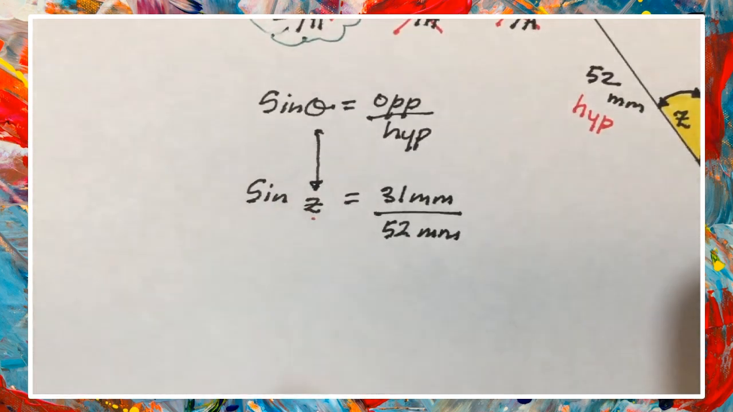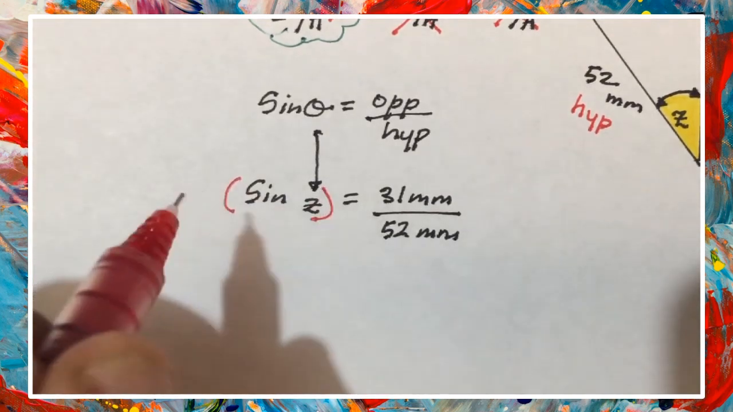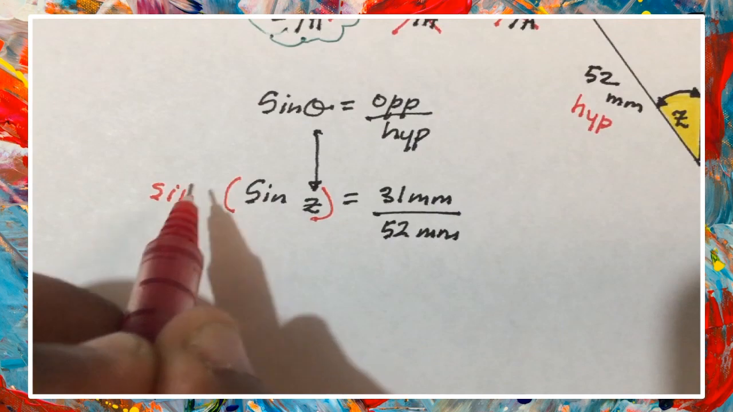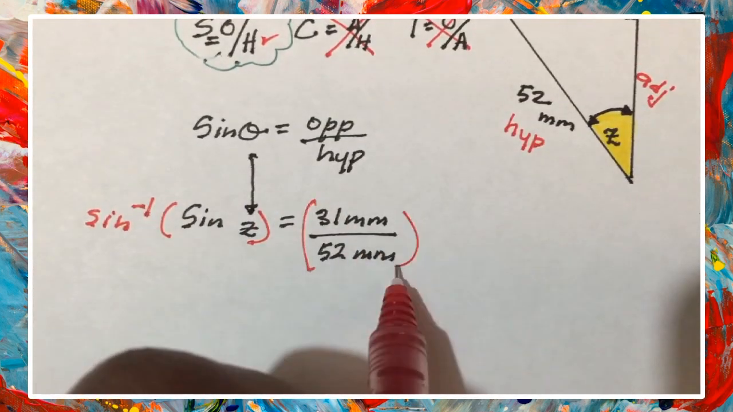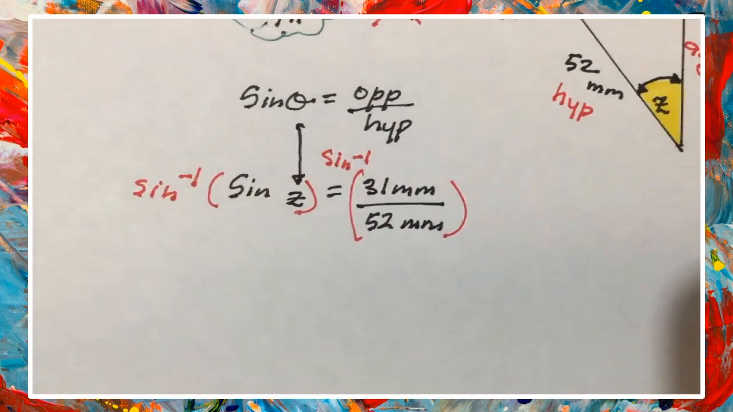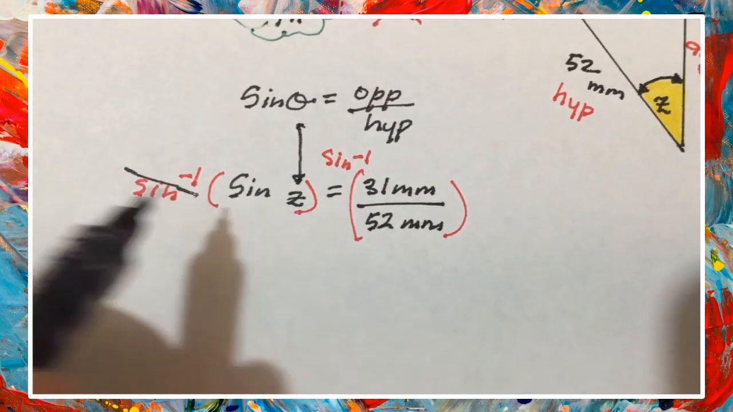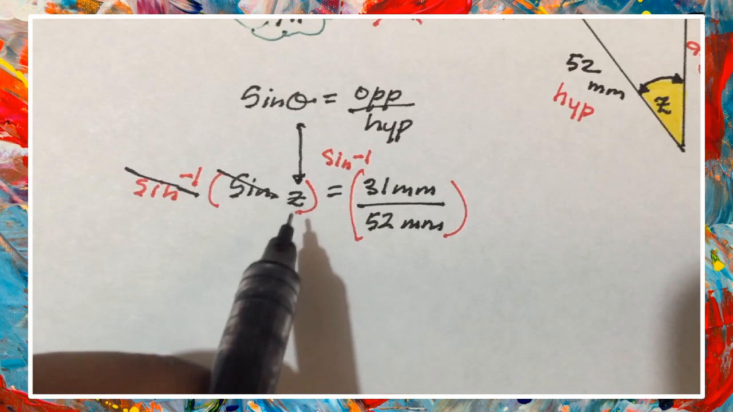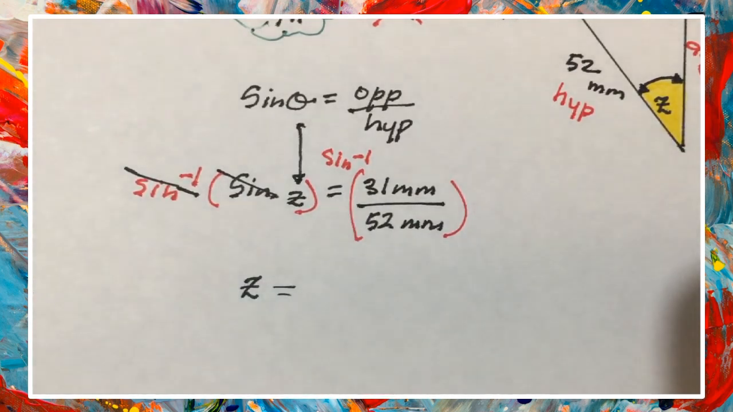To get Z on its own, we must do the opposite of sine. And the opposite of sine is sine inverse. So I'm going to have to sine inverse both sides. Sine inverse, and I'm going to have to sine inverse all of this too. So the sine inverse here will cancel the sine here, leaving us with just Z. And we need to put all of this in our calculators.